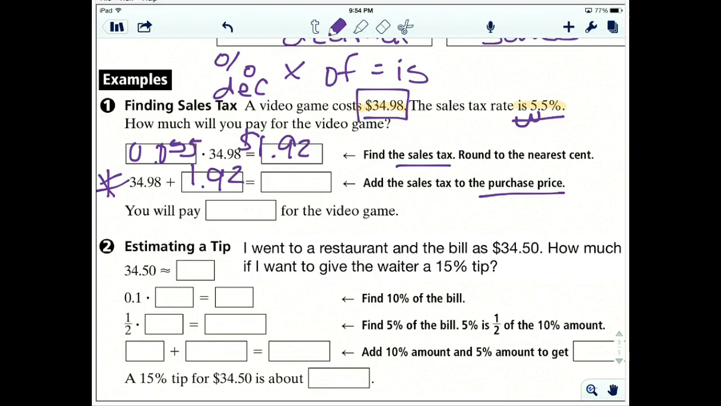Okay, so we add those two, and we end up with $36.90. So in total, I would pay $36.90.